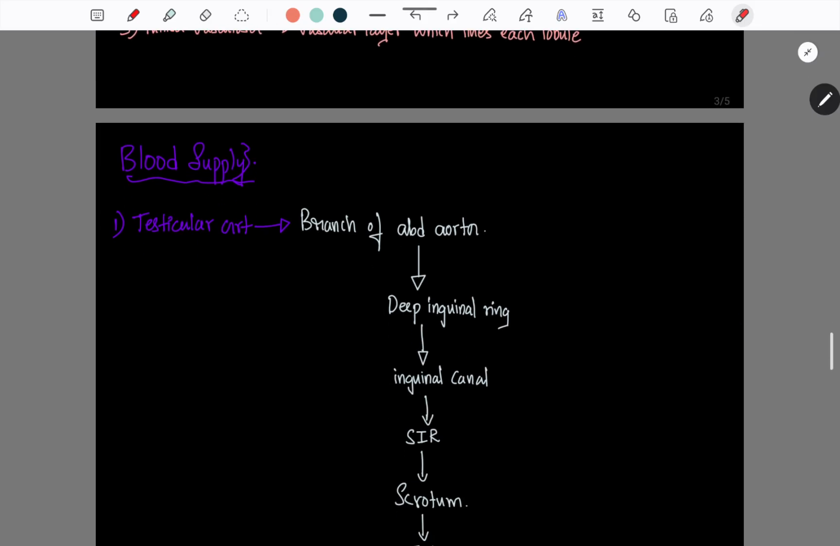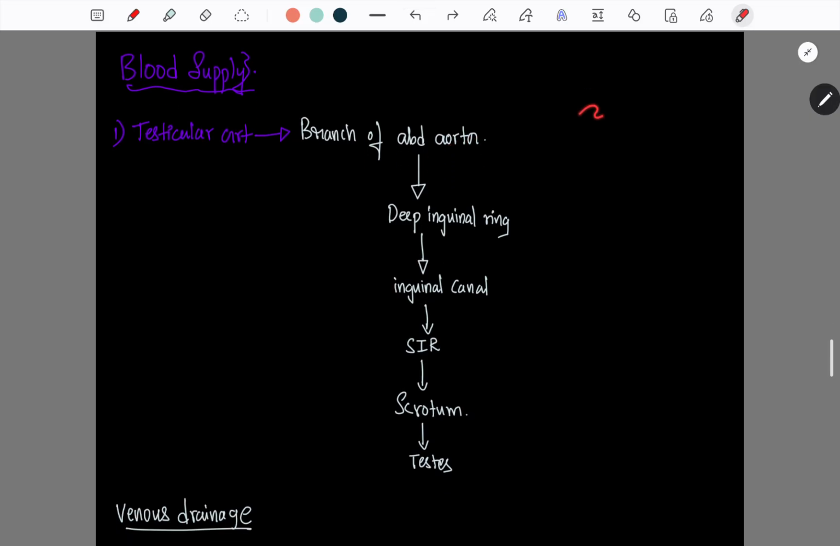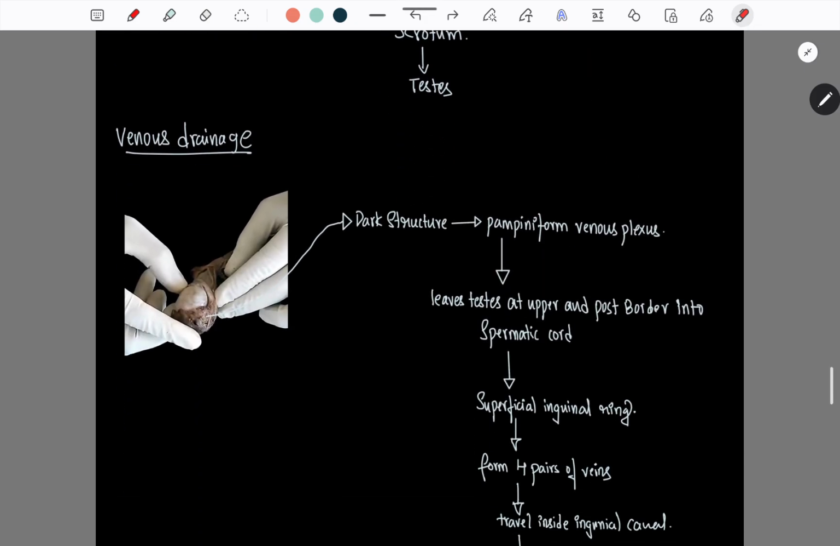So now coming to the blood supply. Blood supply is the testicular artery. In the name only it is there. The testicular artery is a branch of the abdominal aorta. From the abdominal aorta, it goes to the deep inguinal ring. From there, the inguinal canal. From there, the superficial inguinal ring. From there, in the spermatic cord to the scrotum to the testis. This is the blood supply. Venous drainage, I said there, the pampiniform venous plexus.